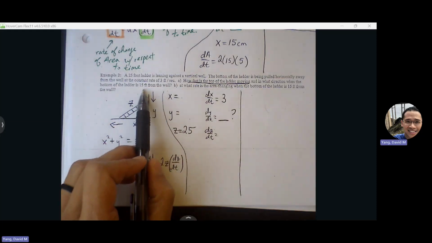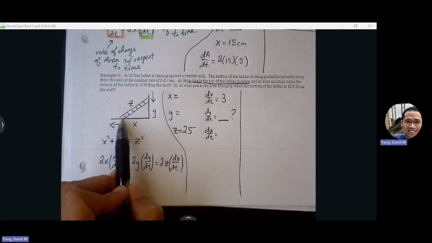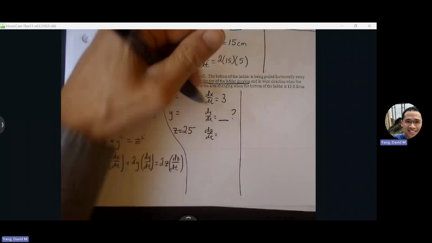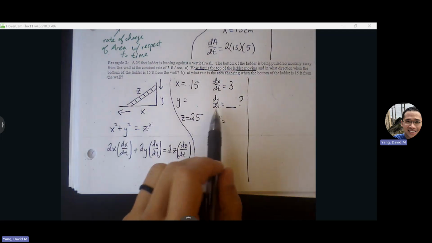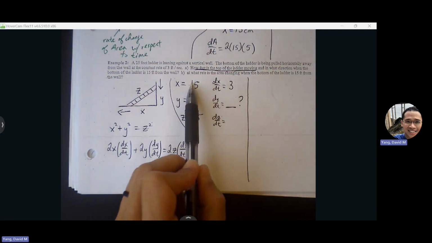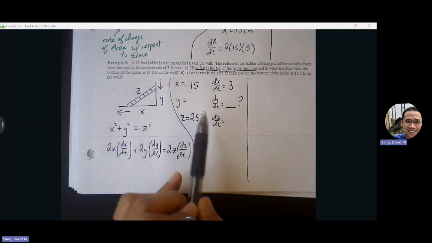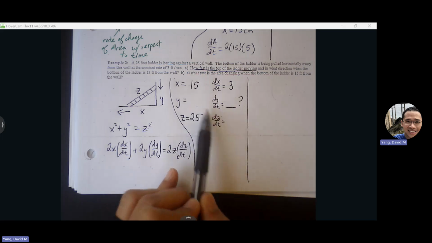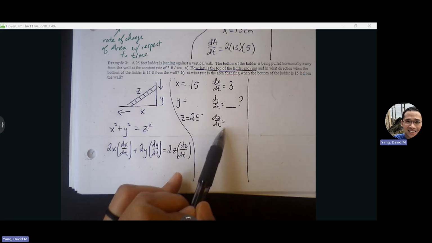When the bottom of the ladder is 15 feet from the wall, what variable is that? X, yeah. So this is a static value. There is no rate involved. We know the bottom of the ladder, 15 feet, that's going to be involving x. So the hope is that we can solve for dy/dt, but to solve for dy/dt, we would like the rest of these variables to be filled with numbers so that we can solve for that variable. So right now we don't have enough to fill in, but I think we can use context clues to figure out what y and dz/dt are.